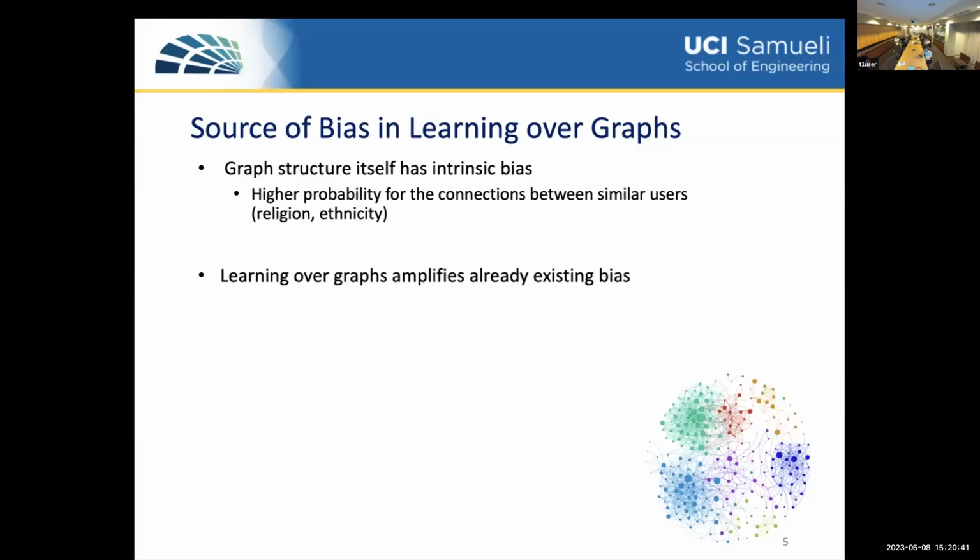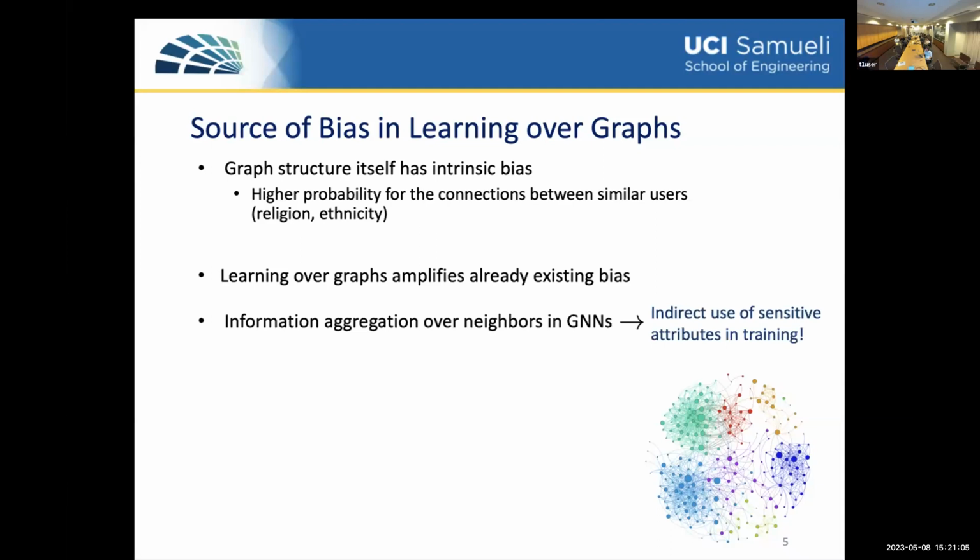So if the real world network exhibits such a correlation, meaning that we tend to have more connectivity, more edges, connecting me with, for example, B, then when we are carrying out machine learning tasks using such a graph structure, it necessarily amplifies already existing bias that is in the networks. And it also leads to indirect use of sensitive attributes in training. Because even if I don't know the sensitive attributes, even if they are not revealed when we are training a machine learning model, the fact that the same sensitive group tends to have more intra-edges than inter-edges kind of intrinsically reveals this information.